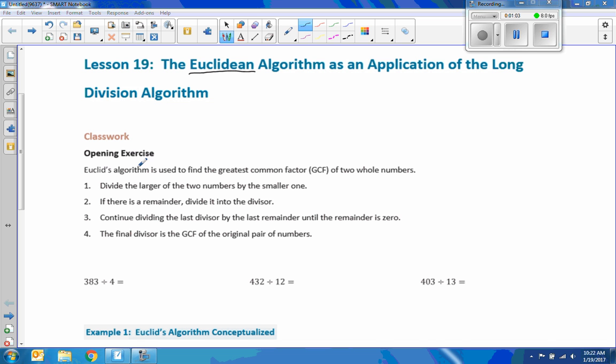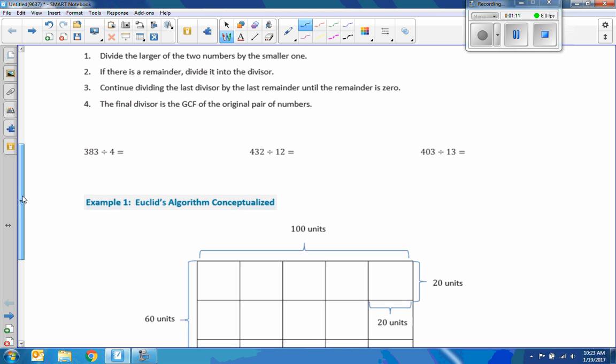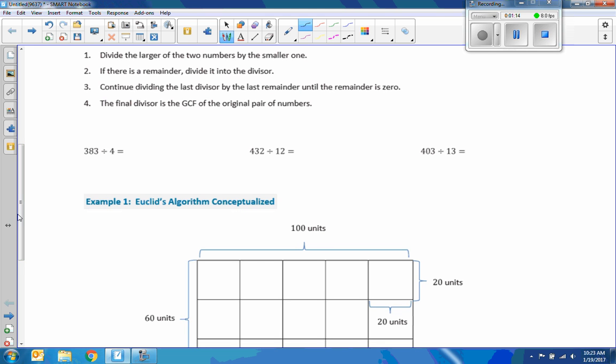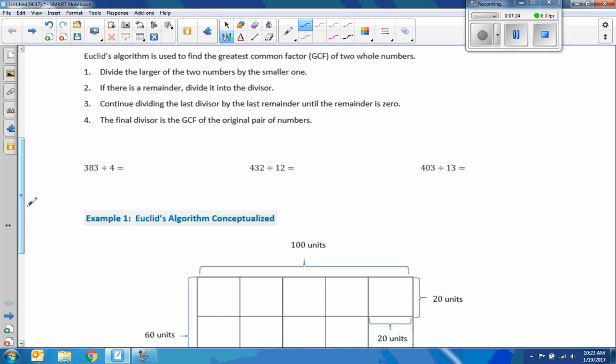Okay, so Euclid's algorithm is used to find the greatest common factor of two whole numbers. So what you have to do is divide the larger of the two numbers by the smaller one. And if there's a remainder, do it again, until your remainder is zero. Then what you divided by when you got a remainder of zero is the GCF. And I'm going to explain that to you in detail in a moment.